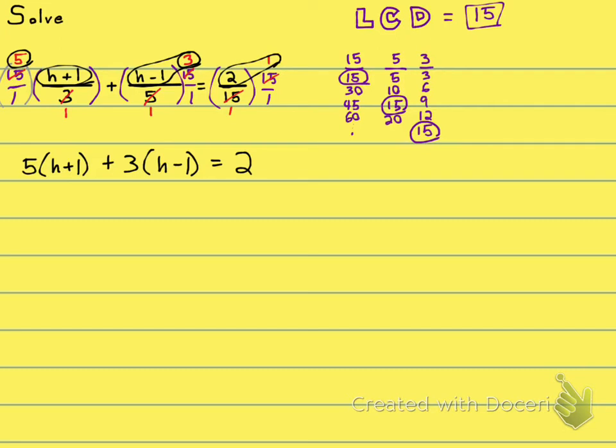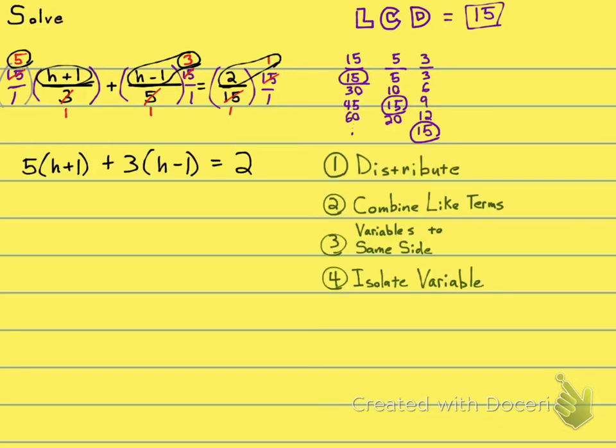So this is going to be an equation. We're going to solve a linear equation. We're going to follow our 4 steps. Let me grab those steps. All right, and there they are. First, let's distribute. 5 times h is 5h. 5 times 1 is plus 5.